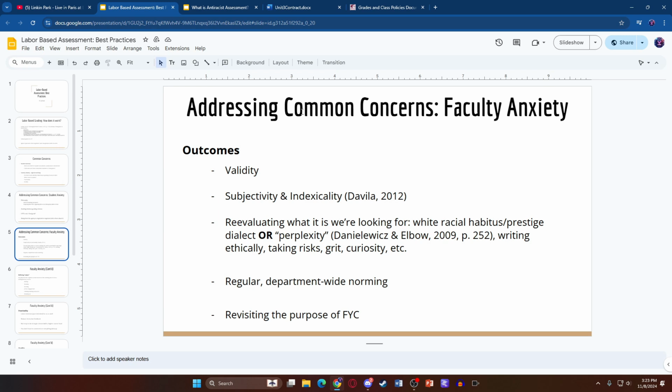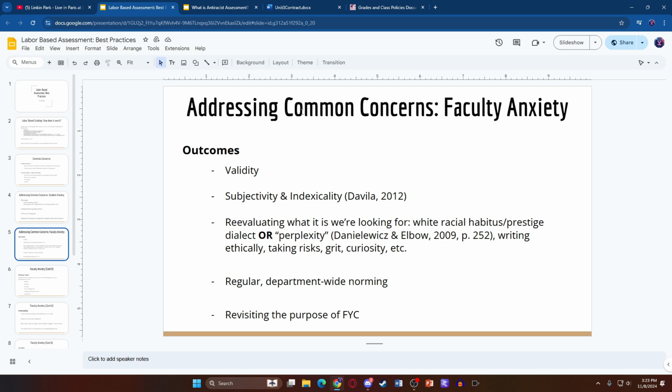Outcomes are generally most effective and tell us the most when they're factored into routine department-wide norming. I don't know if you all have done some grade norming, but department-wide assessment is usually when outcomes are most useful, right? When you can actually get together as a large group and evaluate hundreds of student papers, you know, year after year and figure out patterns, right?